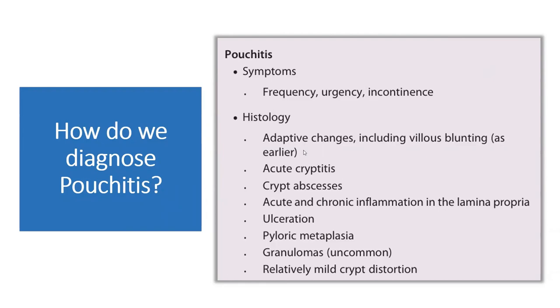But then you can get acute signs like cryptitis and crypt abscesses. And you also get an increase in the inflammatory cell infiltrate in the lamina propria. Then you may lose the gradients. You may have a diffuse expansion of the lamina propria with the lymphoplasmacytic infiltrate, or you might get interstitial acute inflammatory cells scattered. You get ulceration. You can get a pyloric metaplasia or granuloma. You will also get crypt distortion, but the majority of the time you will have to hunt for it. It's a little bit mild, but all of these are present, right?